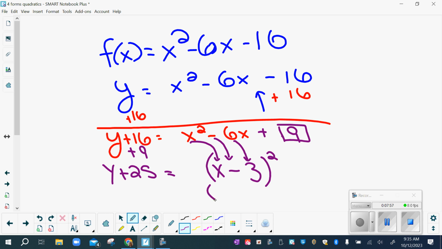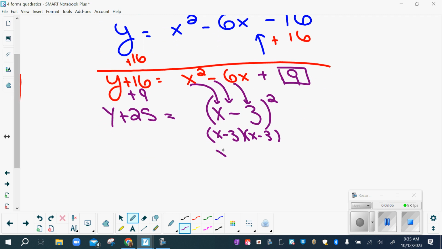Because check this out. If I clawed this back out, you're not going to have to do this. I'm just proving to you that this works. Watch what happens when I claw it back out. X squared minus 6x minus 9. I'm back to there. Does that make sense? So it lets me take this goo, that's official math language, and write it like this.